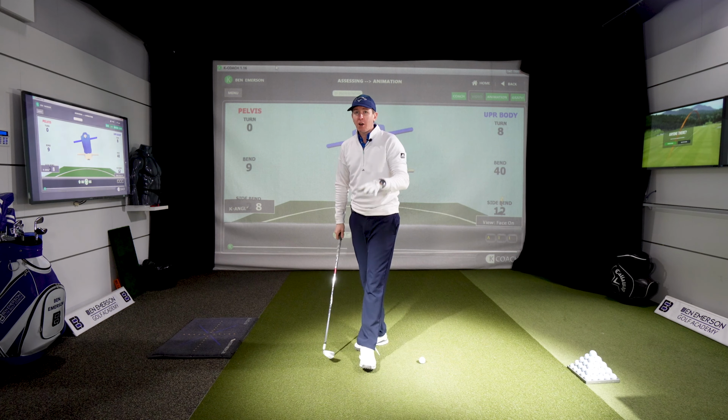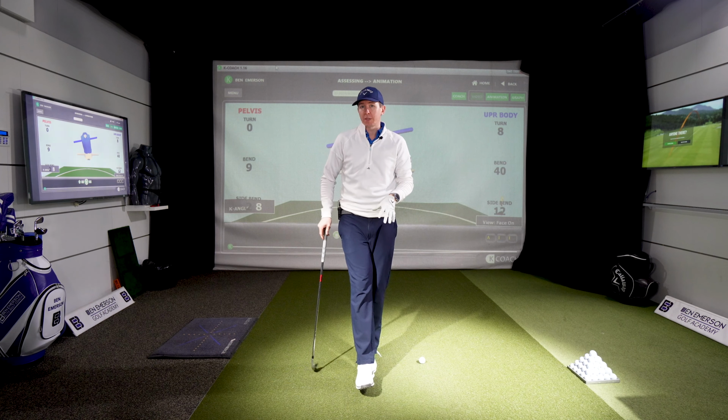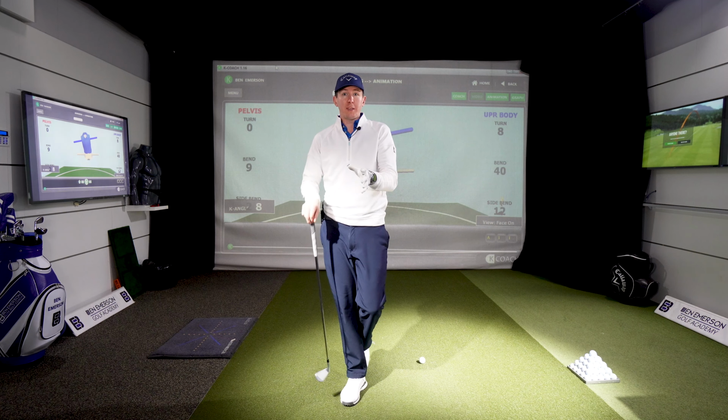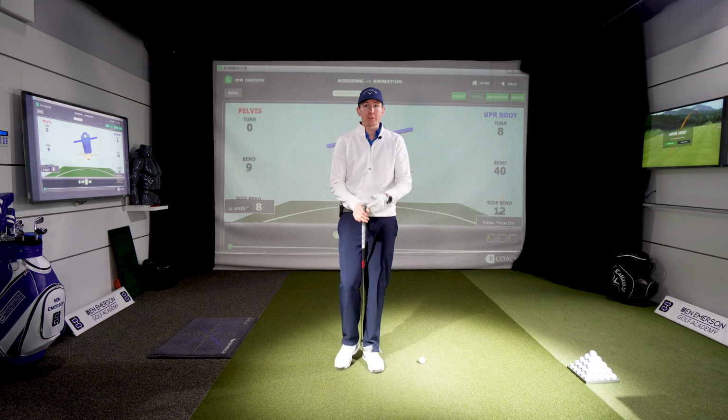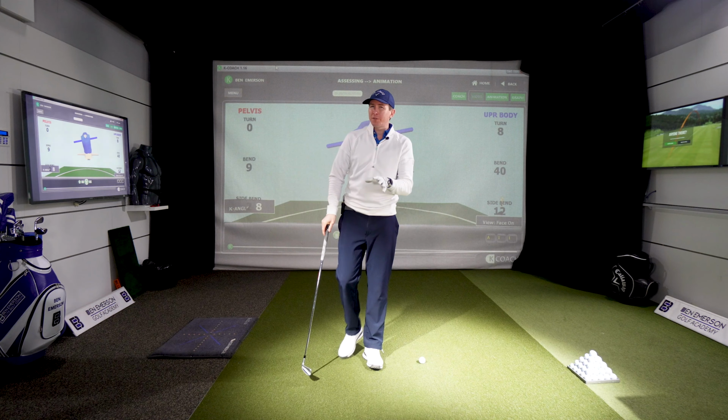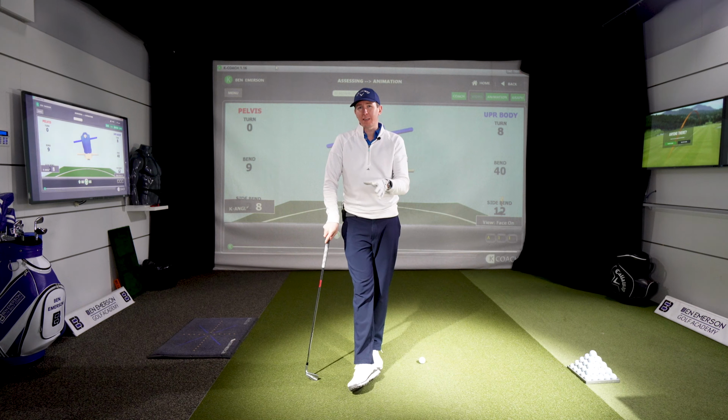Now, for people that can't do this or aren't doing this in their golf swing, there could be a couple of reasons. It could be just a technical thing, no one's ever told you that before, or it could be a physical thing, right? And this is a little test that I love to do.